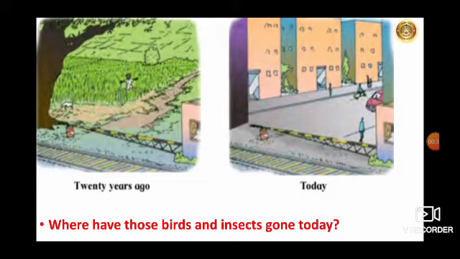Now children, where have those birds and insects gone today? Both the pictures are of the same place. But in the first picture we can see open fields, trees, birds, animals and insects. And in the picture of today we can see only the rail track, but all the buildings are there. No fields we can find, no trees are there. So children, where have these birds and insects gone today? As we all know, birds need trees for building their nest. So these birds and insects might have gone to the forest where they can find the fields and trees. Yes, no?